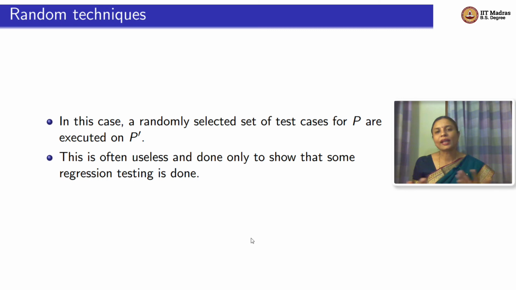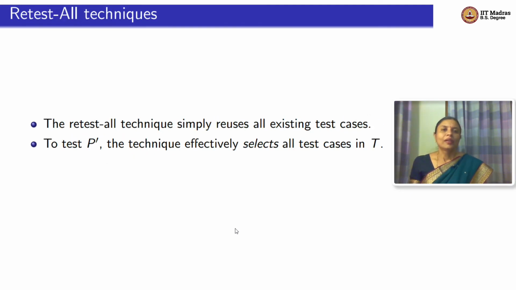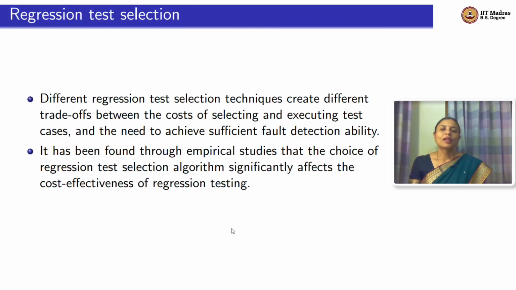Then obviously you always have random testing. We write it down because it helps us to remember that when I'm completely lost in choosing test cases, I can choose test cases randomly. But most of the time it's just to tick off that you've done some regression testing. It's not considered a useful technique. Then there is the other extreme. You reuse all the test cases that you have and retest all. Again, this is not very effective because it's very, very expensive and typically you may not have time to reuse all the test cases.